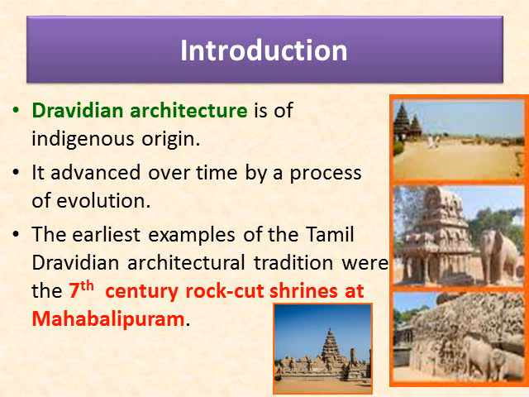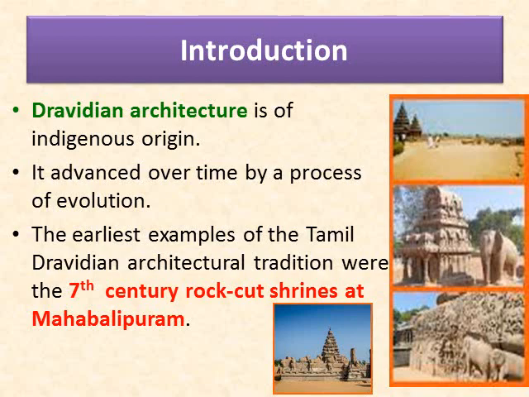Dear children, the Dravidian architecture is of indigenous origin. Indigenous, I-N-D-I-G-E-N-O-U-S. Indigenous means native or originating or occurring naturally in a particular place. So the Dravidian architecture is of indigenous origin. It originated in South India. It advanced over time by a process of evolution. There was a change in the style of Dravidian architecture.